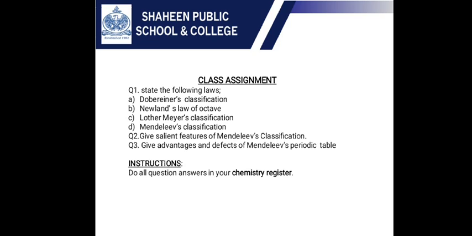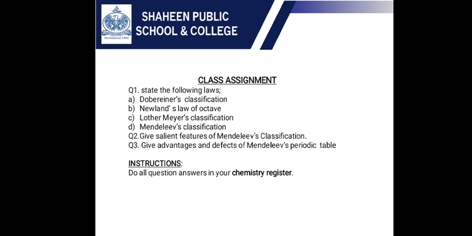Now students, I am discussing with you question number 2. Give salient features of Mendeleev's classification. Basically, there are 4 salient features or advantages. You can also say advantages.